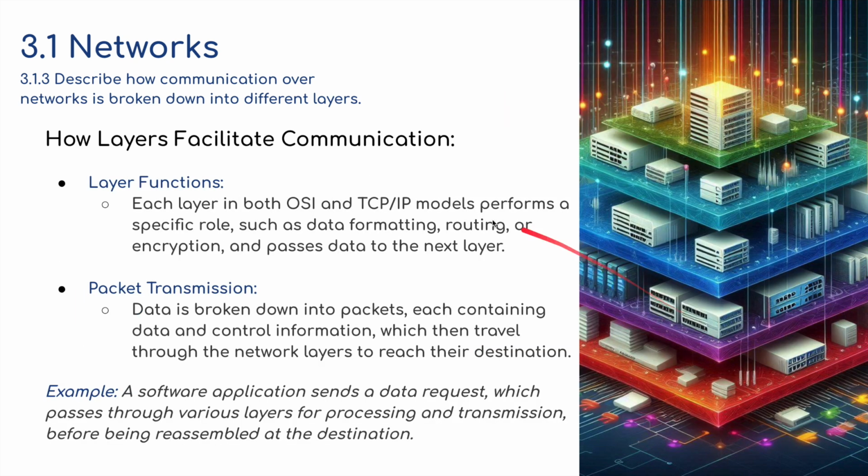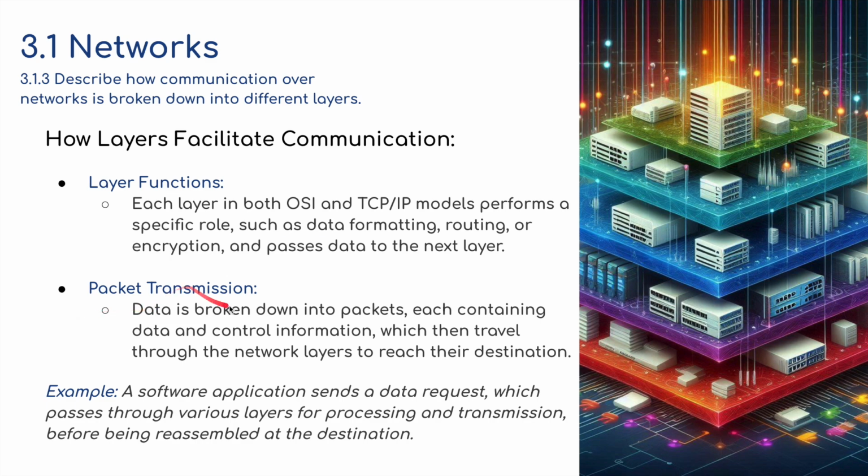So how does this all work? How do layers facilitate communication? Well, what are the layer functions? Each layer in both the OSI and the TCP/IP models performs a specific role, such as data formatting, routing, or encryption, and passes data to the next layer.